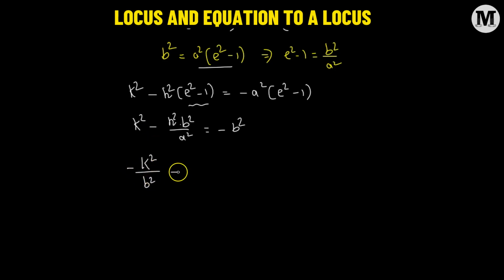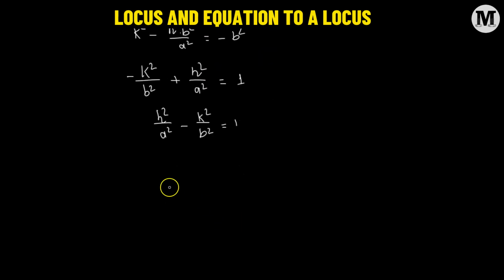So this negative will now become positive. So we have H squared over A squared, because this B squared will get factored out with the B squared that we have divided. And this will be equal to 1. Or if we rearrange it, we get H squared over A squared minus K squared over B squared equals 1. So we are almost done.